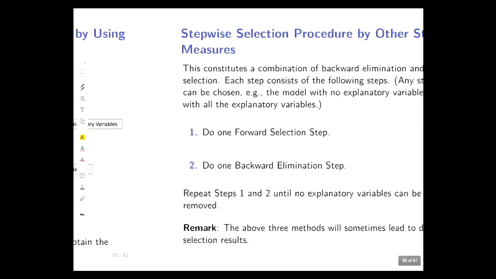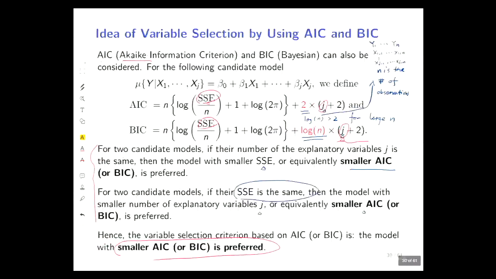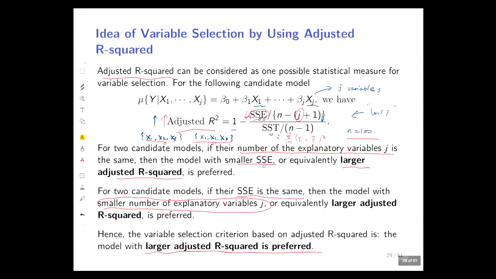So we actually have different measures to balance the sum of the squared error and the number of the variables. You can see the way to balance these two is different for these three measures, right? That means by using these three measures, we may have different variable selection results. So when we have different results, a natural question is which result we should consider.